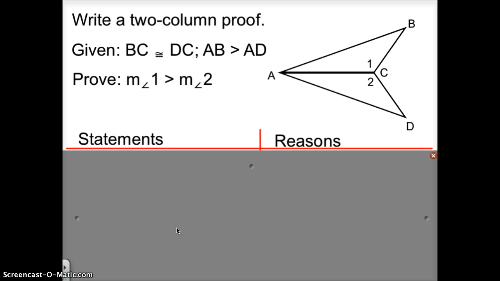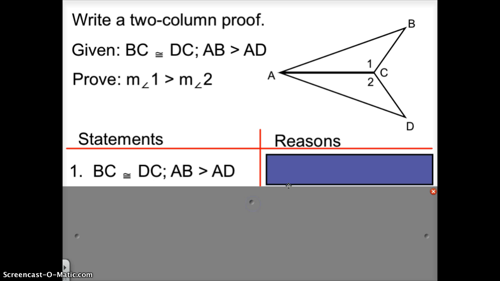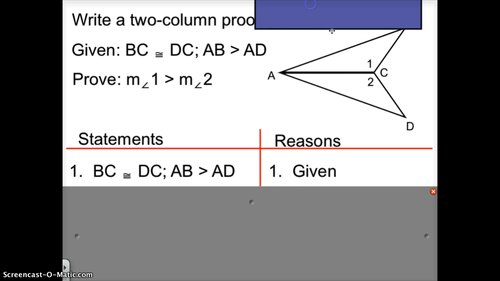Continuing with proofs, we're going to write a two-column proof this time. Given BC is congruent to DC and AB is greater than AD, we're trying to prove that angle 1 is greater than angle 2. See if you can follow along with this logical reasoning. We obviously have that BC and DC are congruent, and AB is greater than AD.